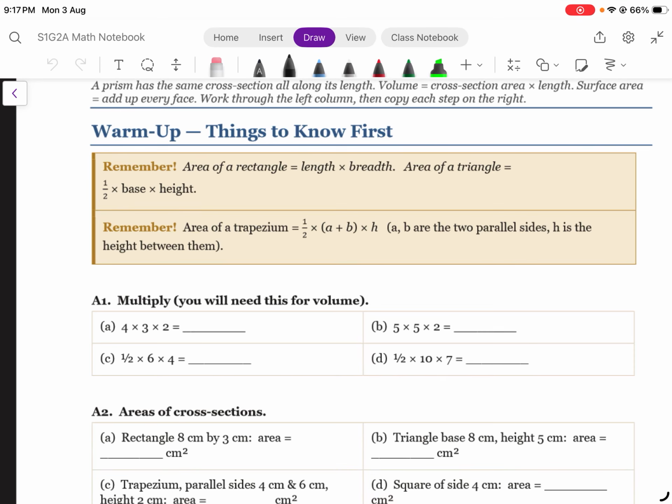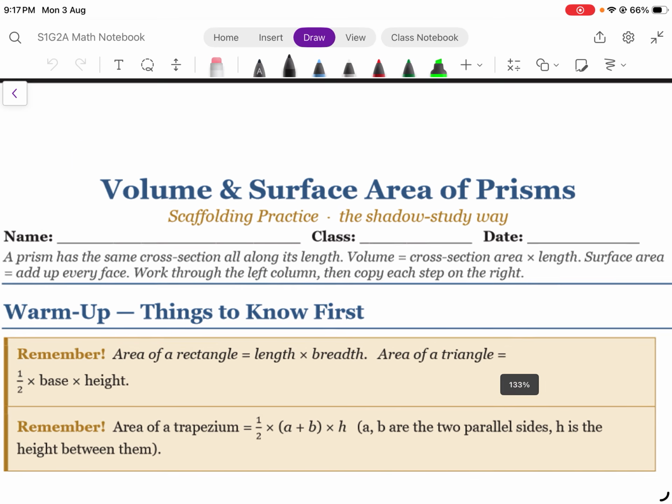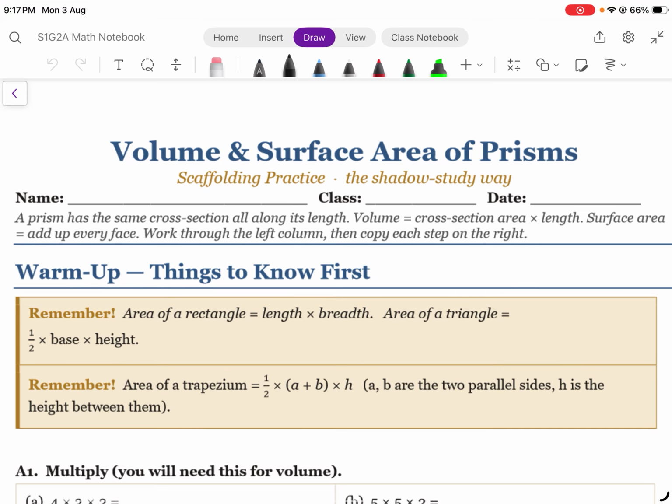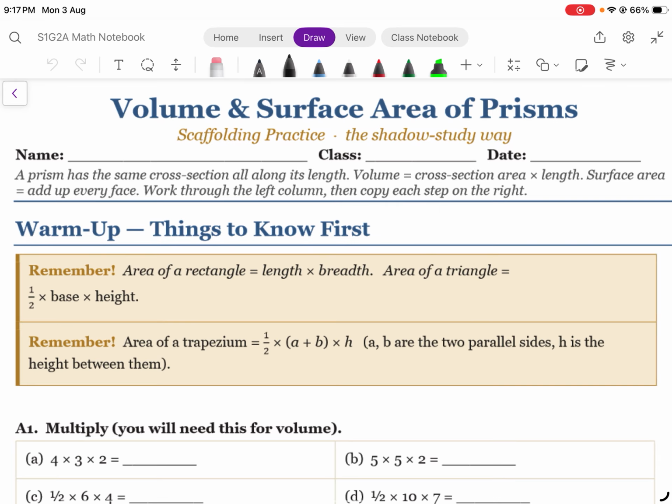Okay, so this is the video on scaffolding practices for volume and surface area of prism. First thing to know: area of rectangle, length times breadth. Area of triangle, half times base times height. Area of trapezium, you should know this by now.